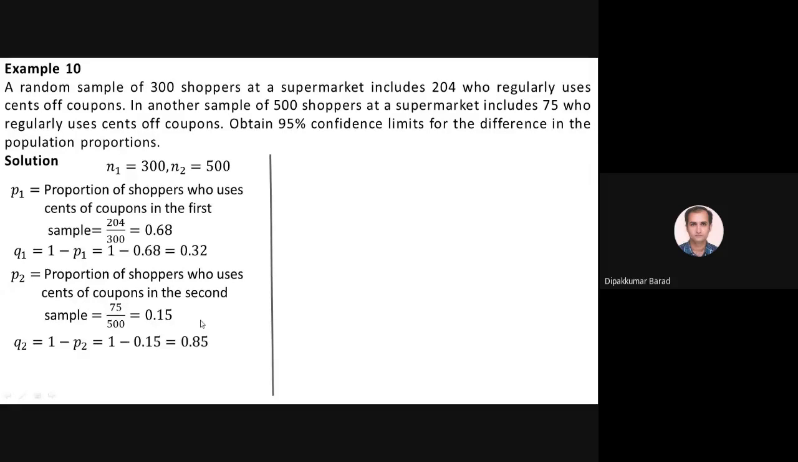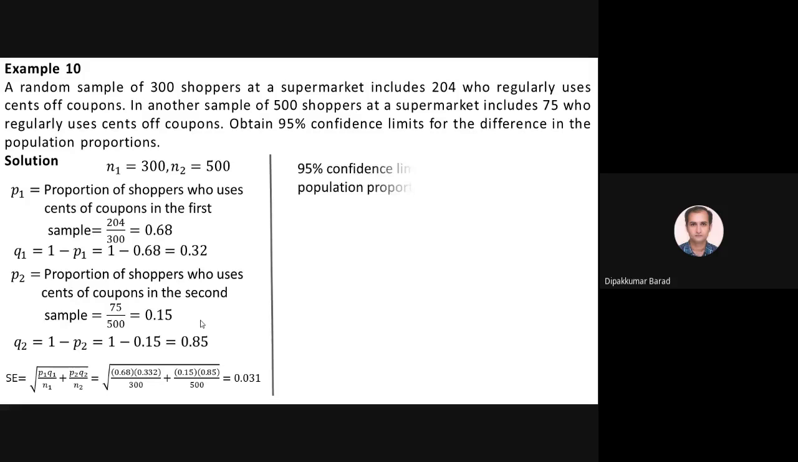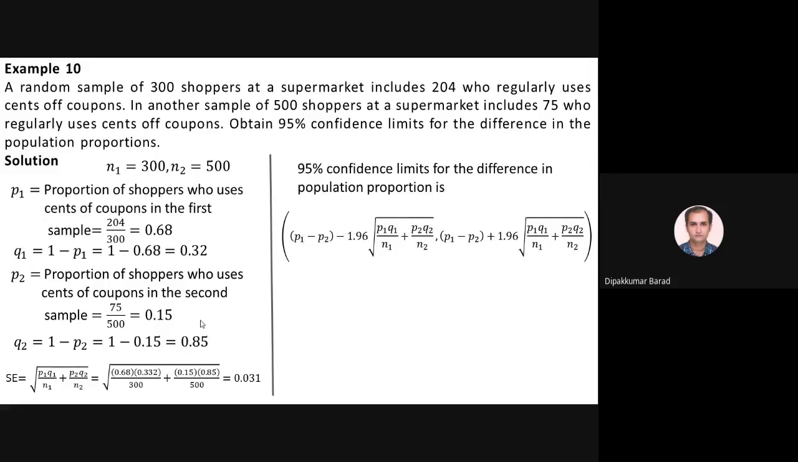So you can find small q2. Now we have n1, n2, small p1, small q1, small p2, small q2. So we can consider the standard error, under root p1 q1 upon n1 plus p2 q2 upon n2, which I get as 0.051. Now the confidence limit of the difference in populations, we have the formula: p1 minus p2 minus 1.96 under root p1 q1 upon n1 plus p2 q2 upon n2.